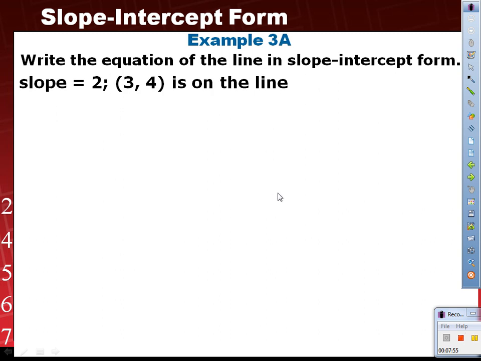Yay. On the top right of your paper, go to the far right, to the corner, copy this one, example 3A. Example 3A. Write the instructions. It says, write the equation of the line in slope-intercept form where slope is 2 and (3, 4) is on the line. Copy that. Only copy. I'm going to go over it because there's some missing information. All right?